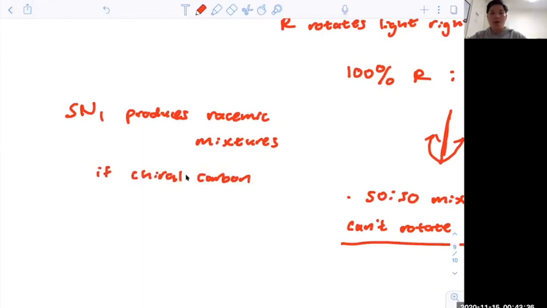Okay, so I hope that this helps. Even though it's chiral, it doesn't have any way of rotating light because it's 50-50 and it's going to go in opposite directions.